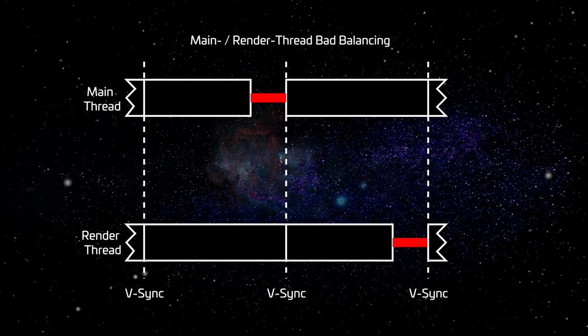Second, since the main thread and render thread must be synchronized with vsync, we can end up with very bad load balancing. As shown in the slide, if the main thread takes longer, then the render thread has to be idle and wait, and vice versa, if the render thread takes longer, then the main thread has to wait.